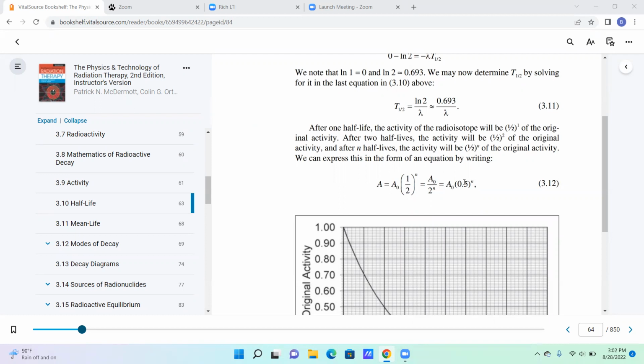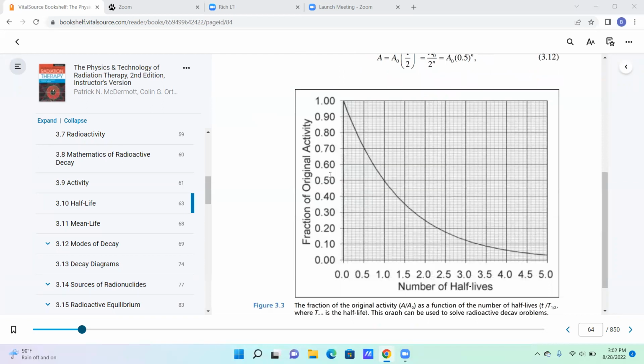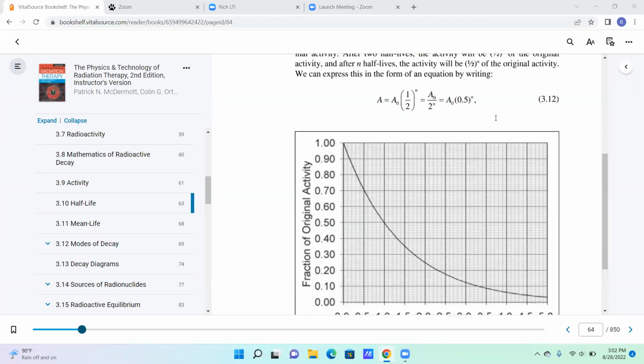If you wait through 3 different half-lives, then the amount that you have left will be this times this raised to the 3rd power, and so on and so forth. So as far as a fraction of the original activity, you'll see this start to tell you how quickly that's going to fall off.